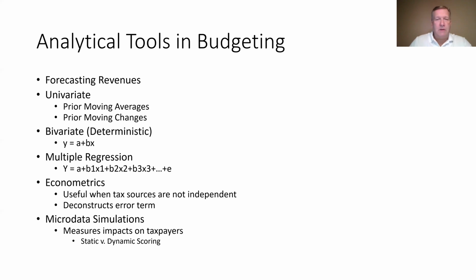So at the local level of government, very common to see prior moving averages, prior moving changes. Move up to the state level, you're probably going to see multiple regression analysis and maybe a little econometrics. You get to the federal level, and you're certainly going to be in the world of econometrics. You're also going to be in the world of what we call microdata simulation models.